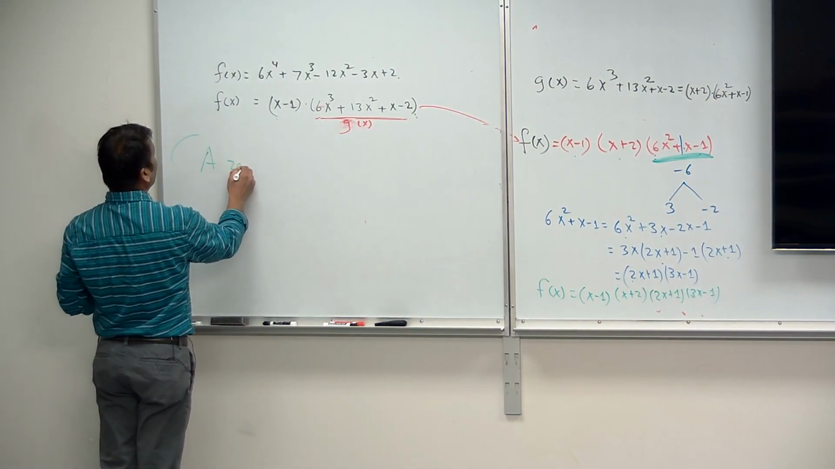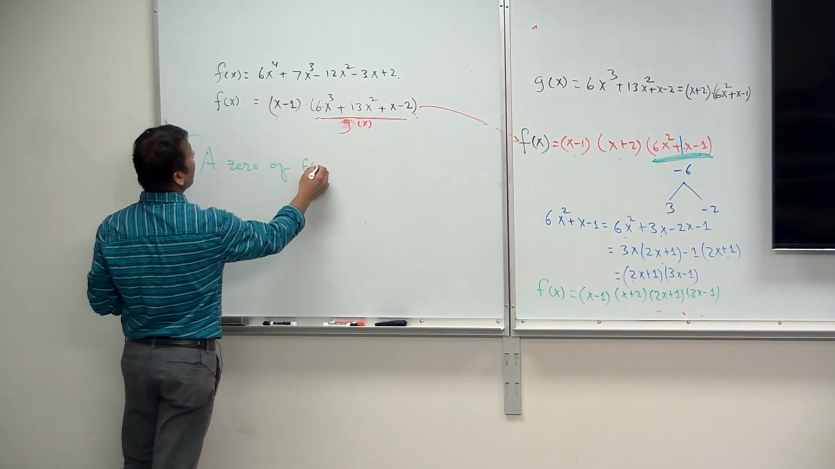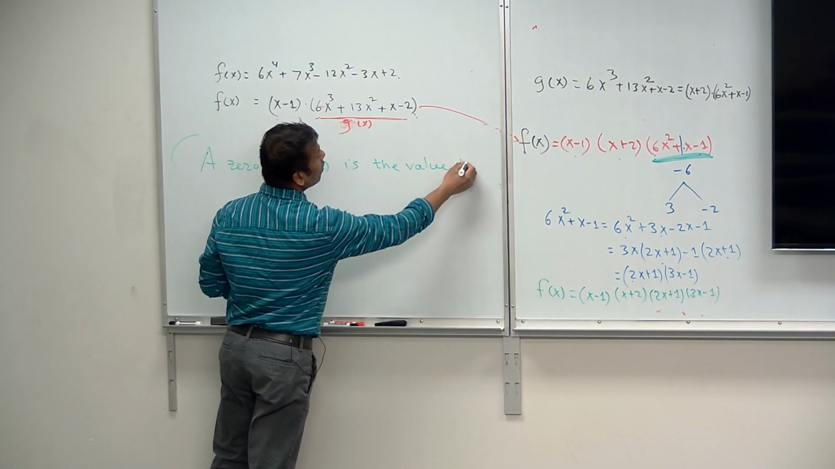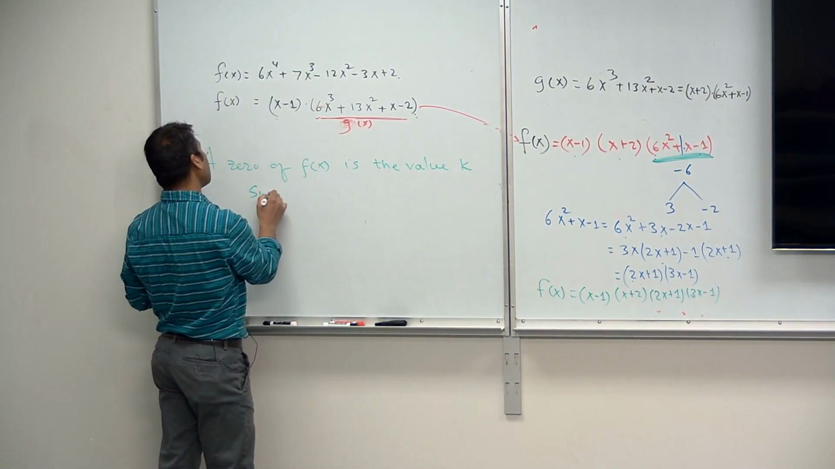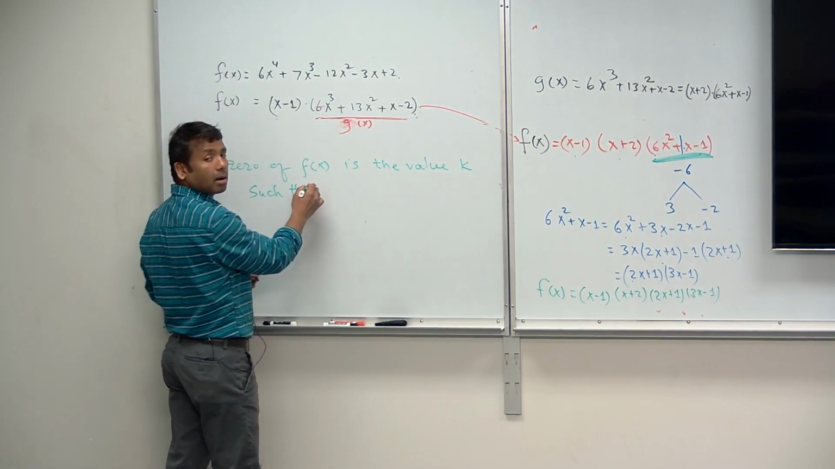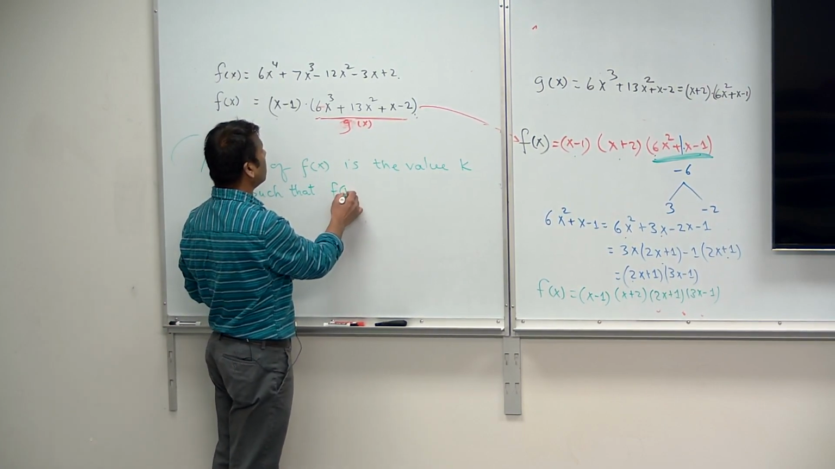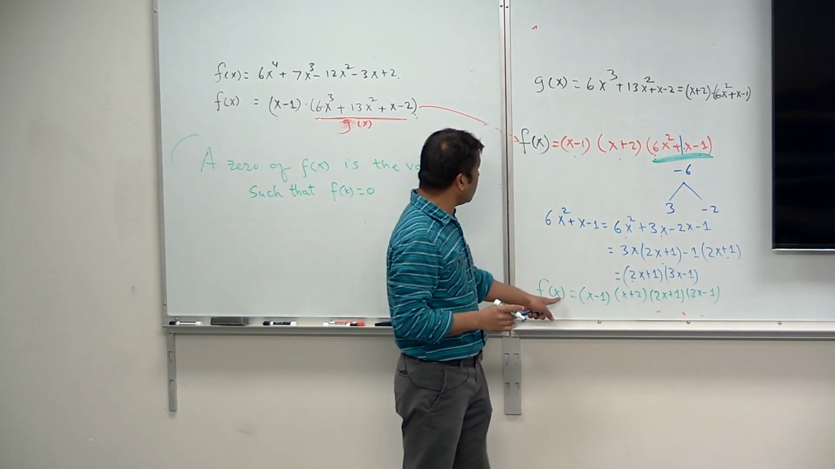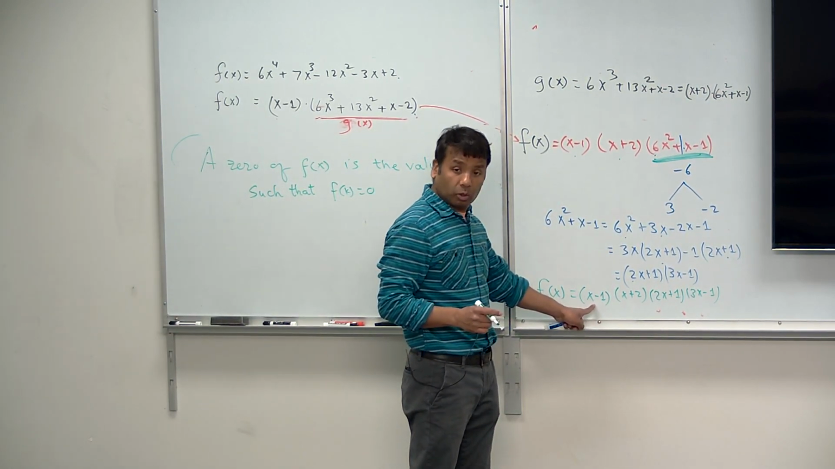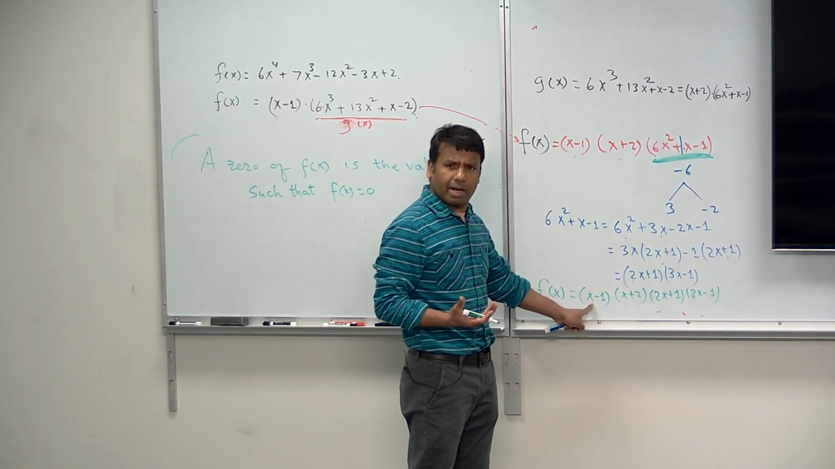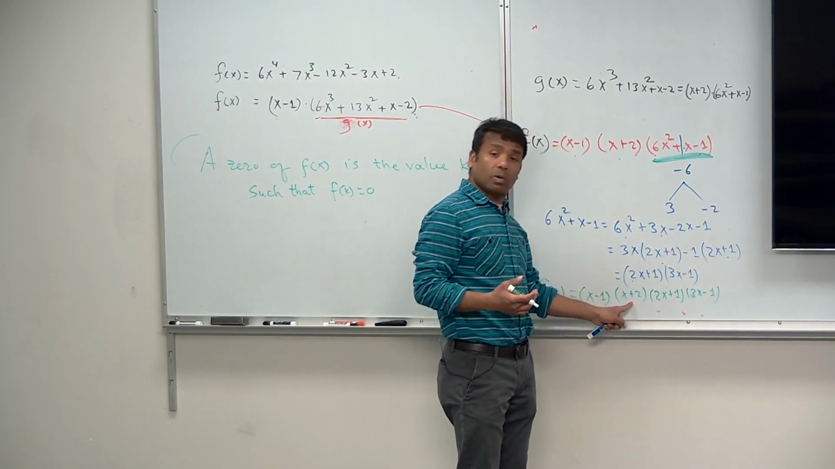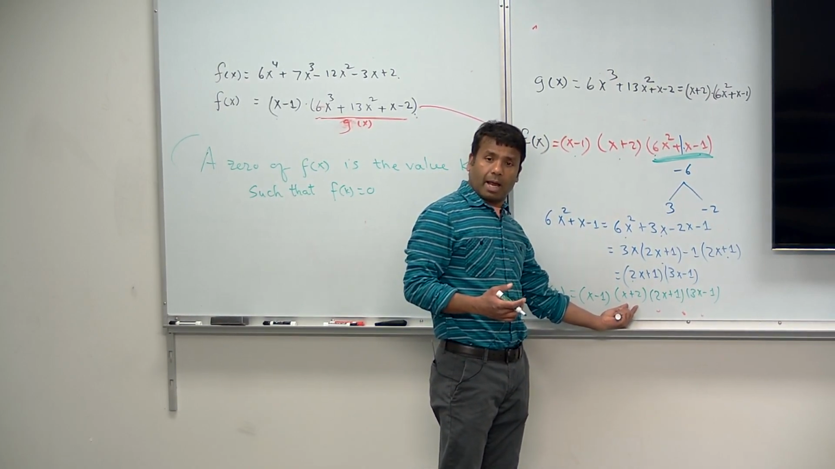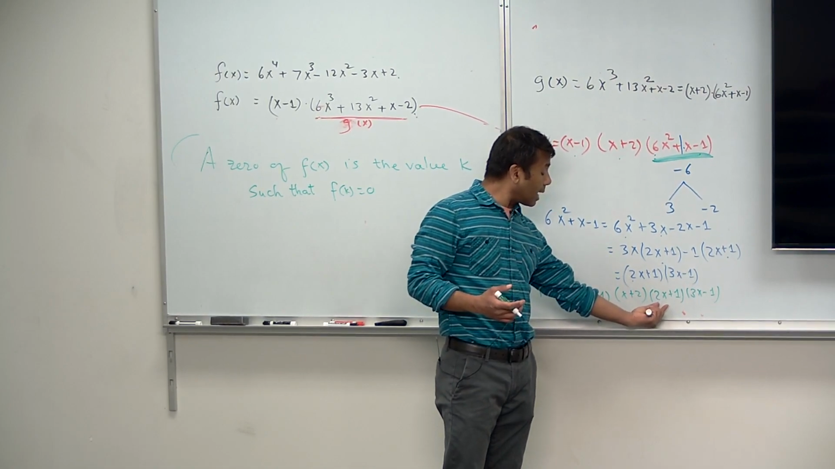A zero of f(x) is the value k such that f(k) equals 0. So now what makes this function 0? If I plug in 1, it is 0. So 1 is a zero. We did that, right? If I plug in negative 2, f of negative 2 will be 0. And what are the other zeros?